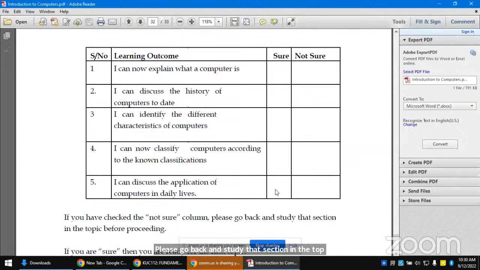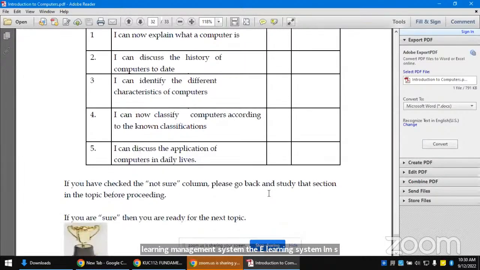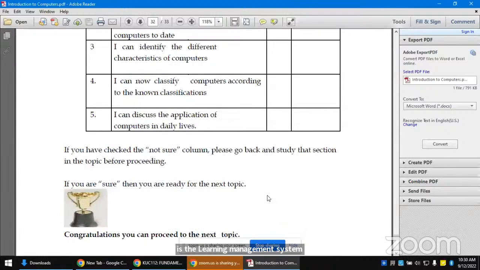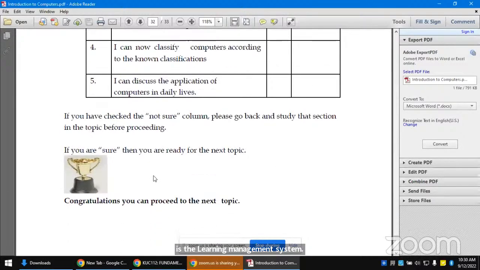So if you are sure, LMS is the learning management system, the e-learning system. LMS is the learning management system, and it's the e-learning system, the one that you are taught on how to log in using your Kibabi email and your password.